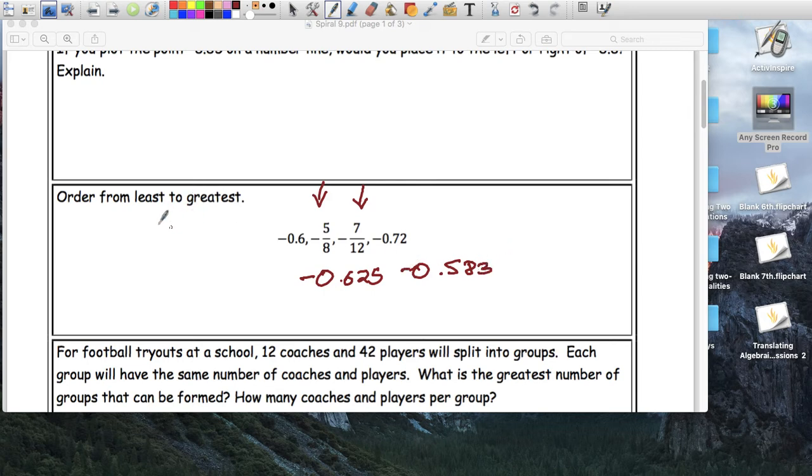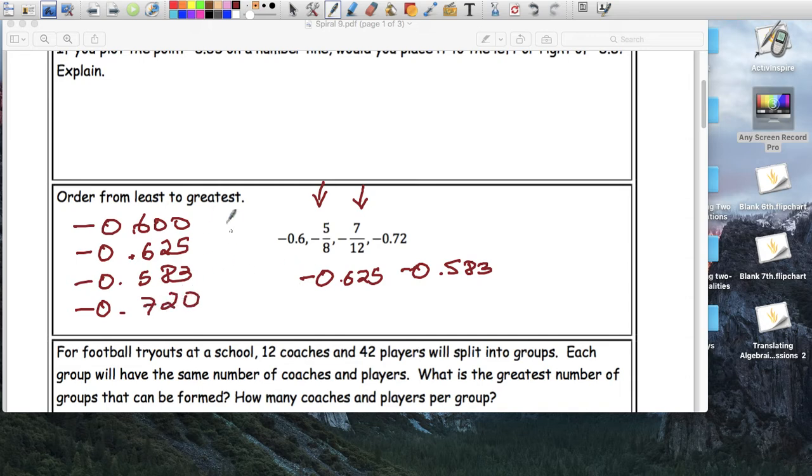So now let's put these numbers in one here. -0.6, and you know what? I'm going to add 2 zeros because everything has 3 decimal places. The other one is -0.625. The other one is -0.583, and the last one is -0.720. They're all in decimal format and very easy to compare.